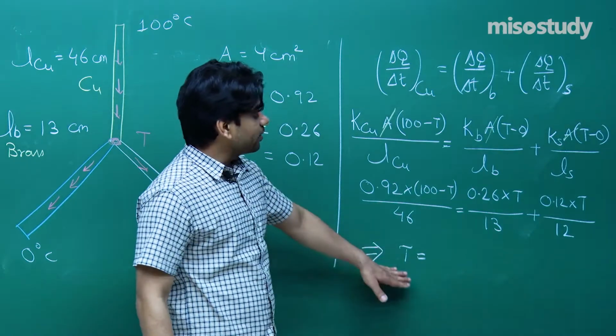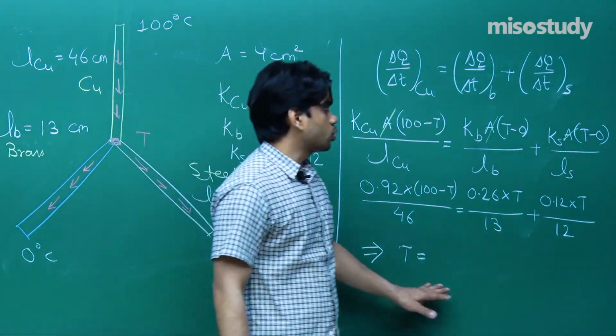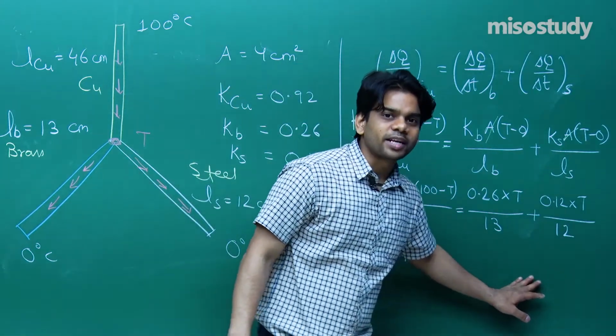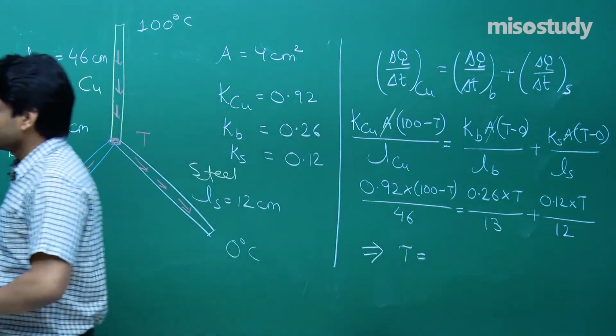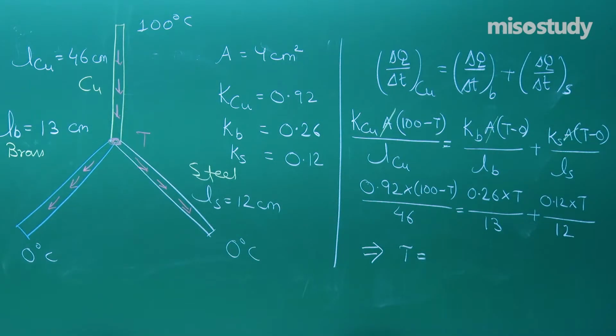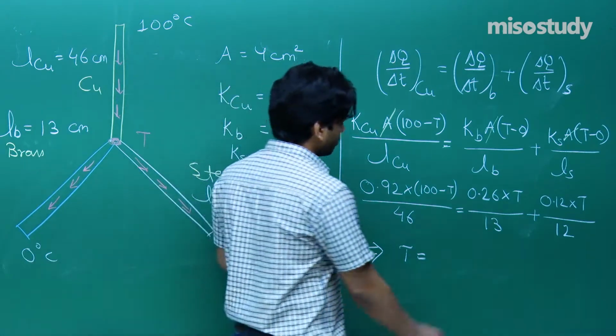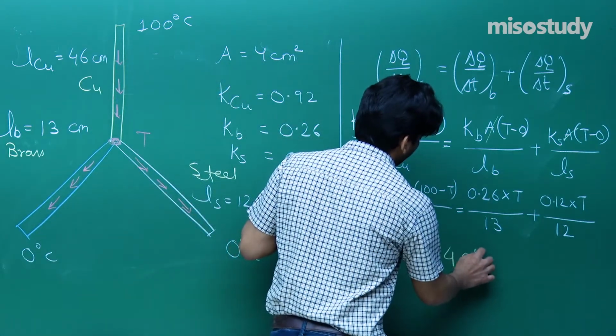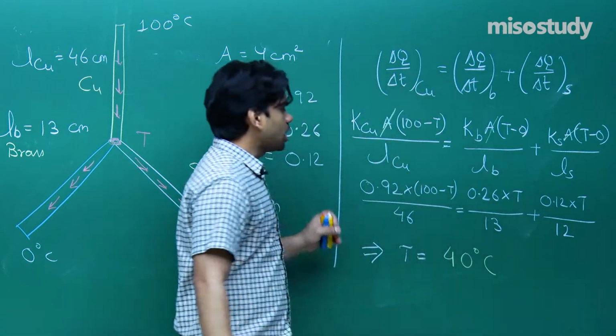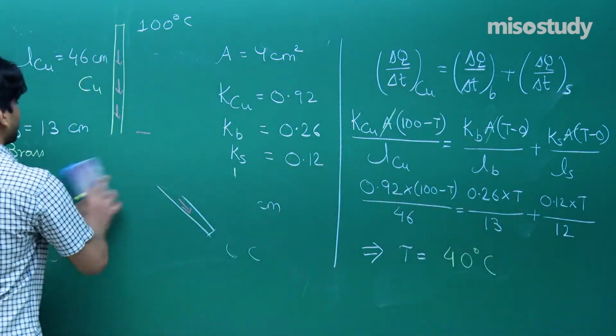Before finding the value of temperature, let me wipe the board. So you take note till here and let me get the value of temperature. Now I know that most of you can evaluate this calculation portion, that's not a big problem. Temperature will come out to be 40 degrees Celsius.